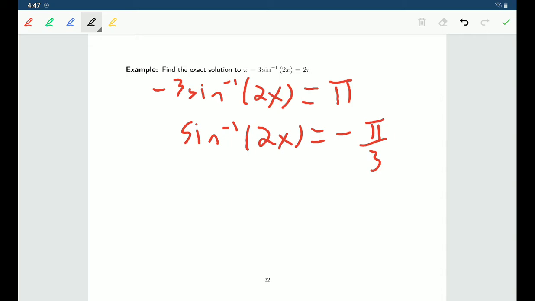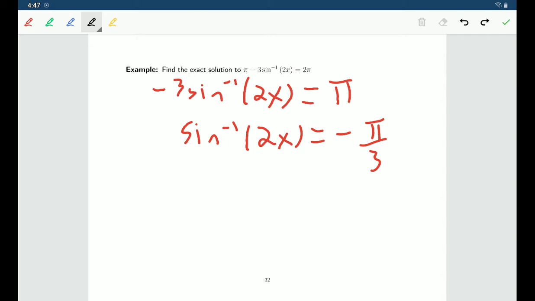Negative pi over 3 is in the range, which means that we will have a solution to this equation. If this angle had not been in quadrant 1 or quadrant 4, if let's say this had been something like 2 pi or 5 pi, something that wasn't in that interval from negative pi over 2 to pi over 2, then our equation would have had no solutions. But now that we know that there is a solution, we'll get ready to solve.